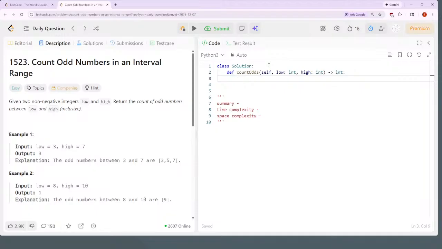Alright, count odd numbers in an interval range. Given two non-negative integers low and high, return the count of odd numbers between low and high. So it's just a count deal. Given a range, you could use a for loop to go over all the values in that range and then use an if statement to determine if a value is odd, and if it is, increment the counter for the answer, return that counter.